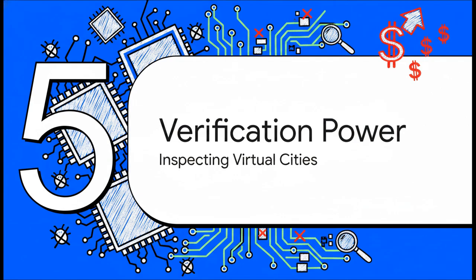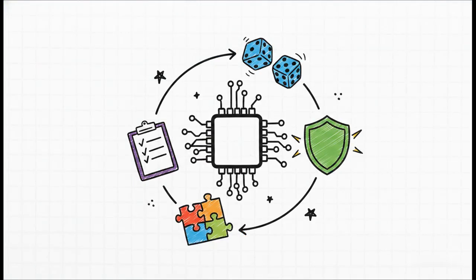Section 5. The power of verification, inspecting the virtual city. So, designing the chip is only half the battle. Remember the famous 1994 Intel Pentium bug that cost them nearly $500 million? Yeah, ensuring a chip actually works before it goes to manufacturing is absolutely critical. And this is where SystemVerilog truly shines.